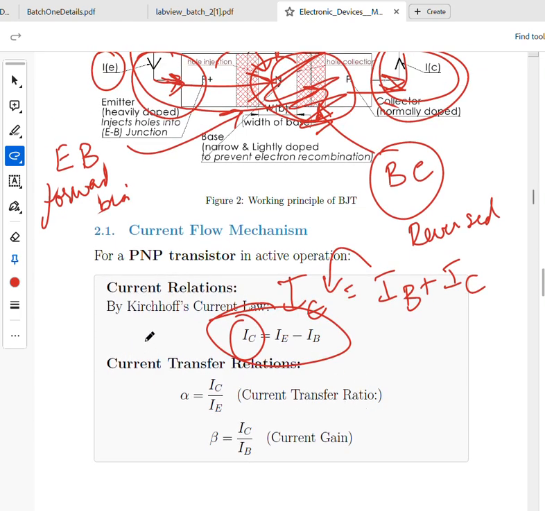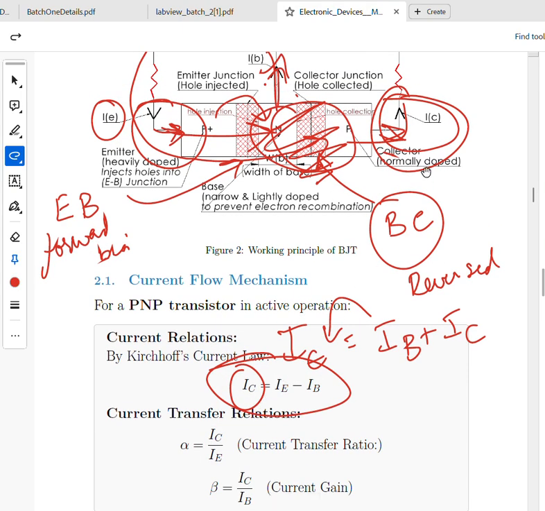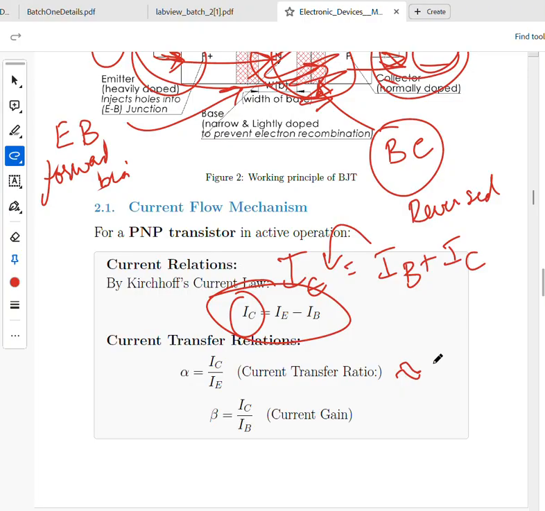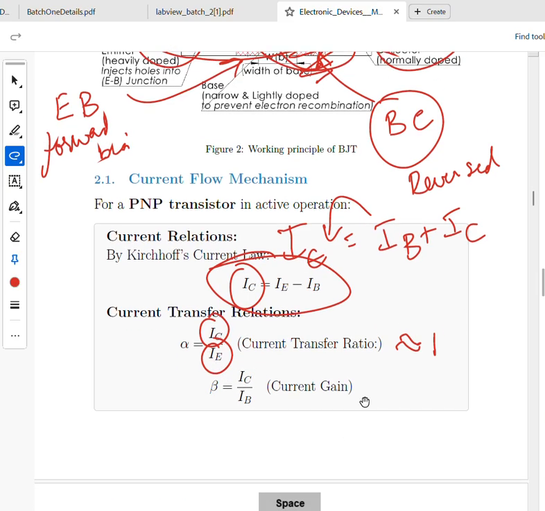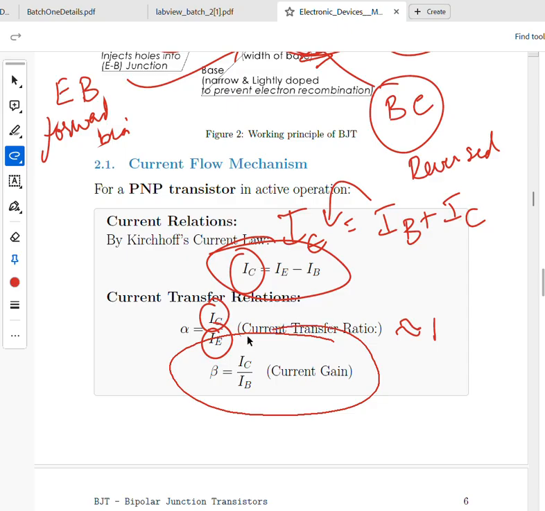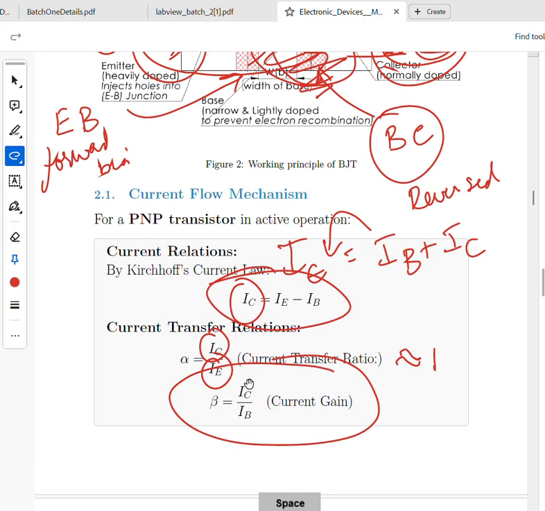Now current transfer is a ratio. Current transfer ratio basically is the collector current divided by the emitter current. Usually this is equal to 1. What this means is the current received at the collector is the same current which is entering the emitter. Current gain is what is important because this will directly relate to amplification.